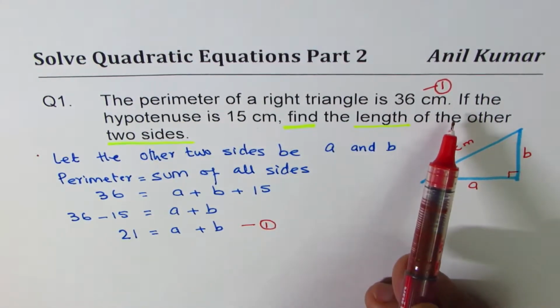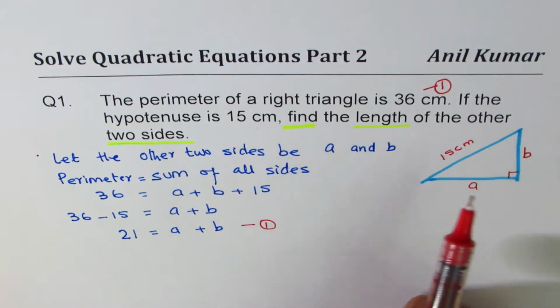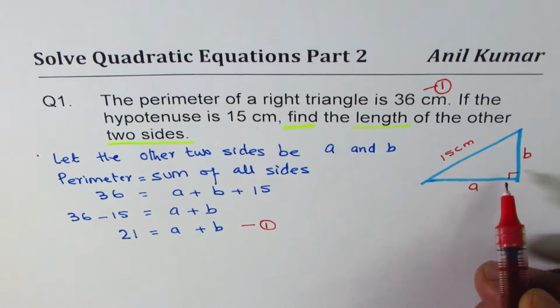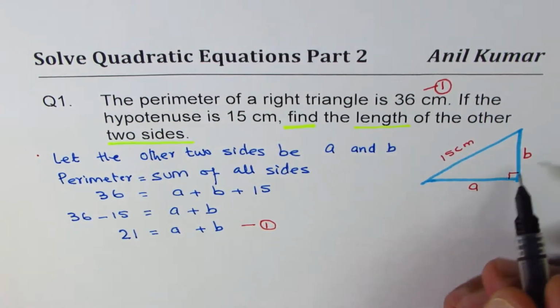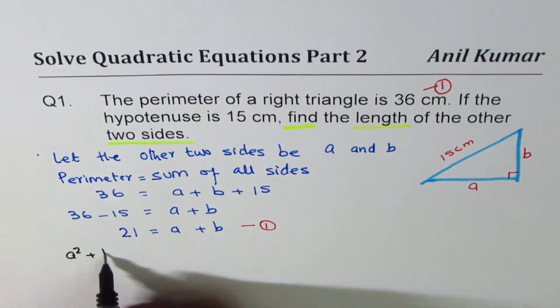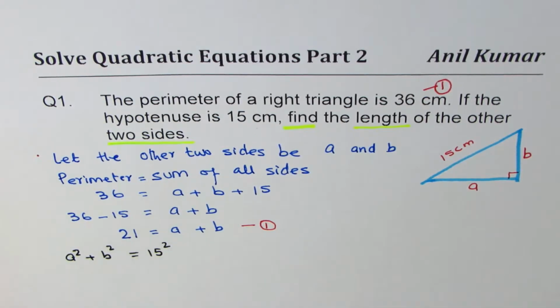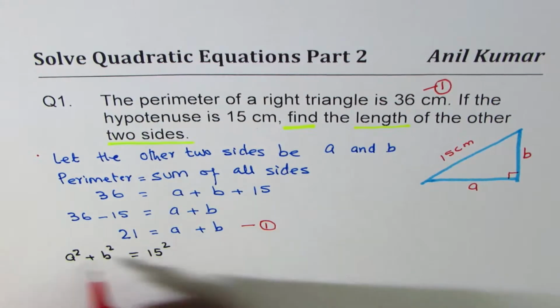Now the second statement is if the hypotenuse is 15 centimeters, find the length. Now how is hypotenuse related with these two sides? That should give you the second equation, correct? You can apply the Pythagorean theorem, which is A square plus B square should be 15 square, right? So we have A square plus B square equals 15 square. So that gives you the second equation. Let me write this here.